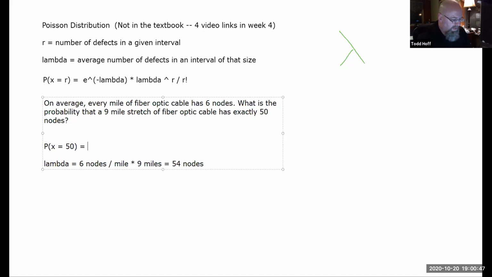That's lambda. So it'll be e to the power of negative 54 times 54 to the power of 50 divided by 50 factorial. It would be impossible to do by hand, but the calculator handles it fairly well.